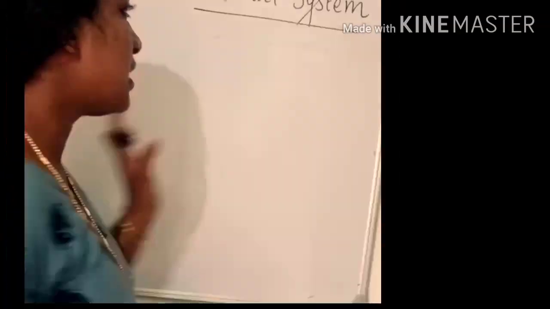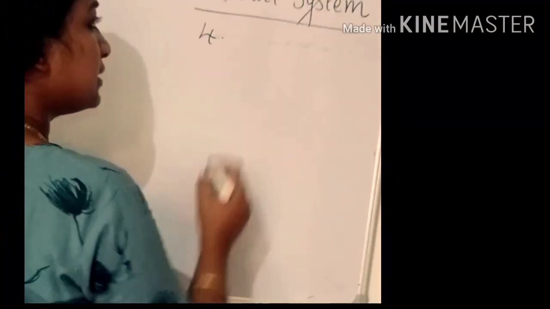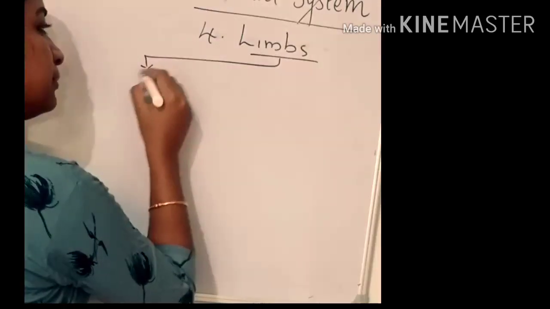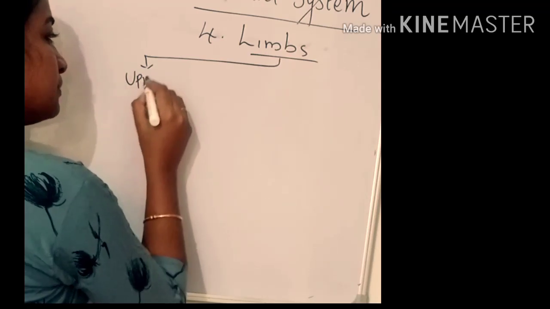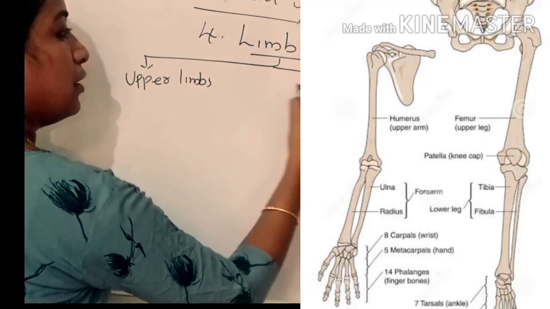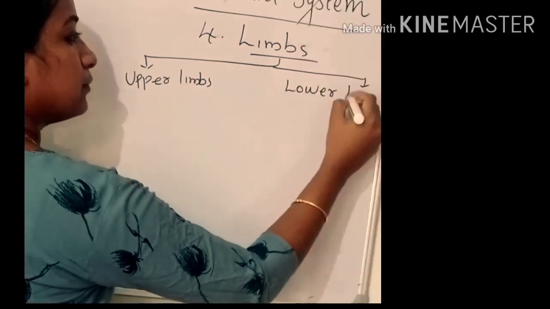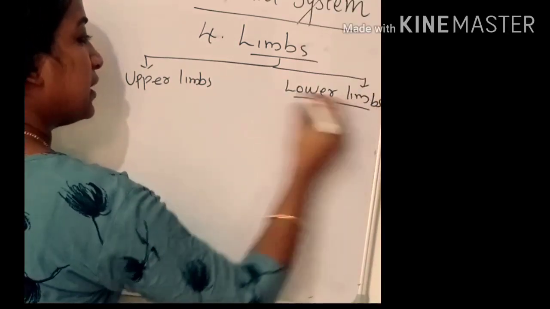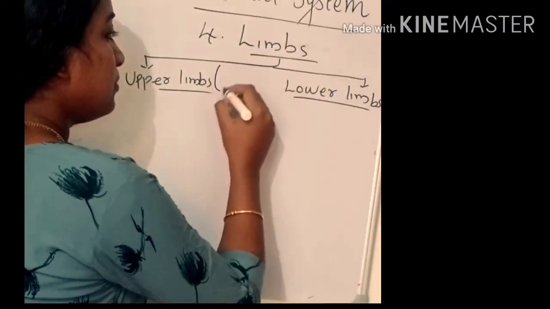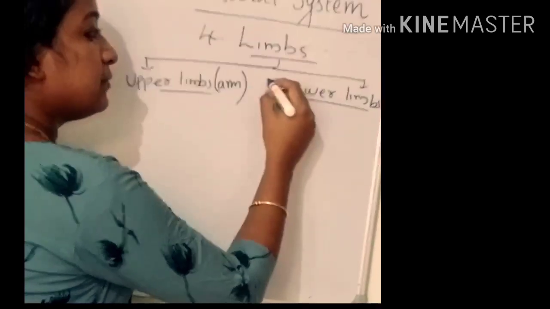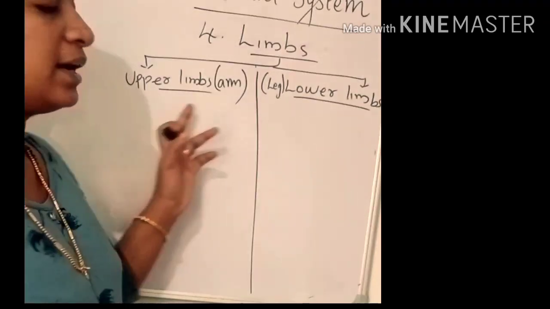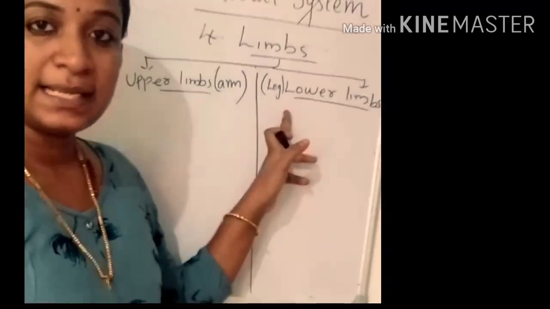Okay, let's discuss the fourth part of the skeletal system, that is the limbs. We know that limbs are upper limbs and lower limbs, right? Upper limbs are the arms, and lower limbs are the legs.